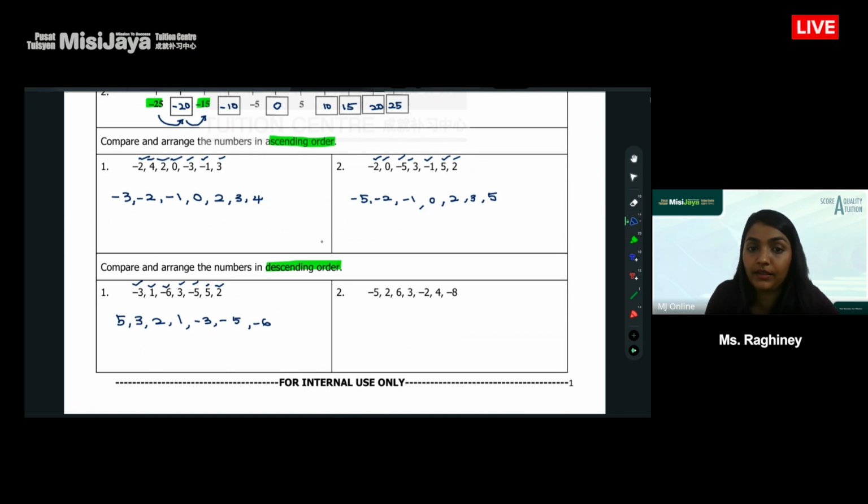Okay, and here again, descending order, the biggest one. Which is the biggest one first? Biggest one is going to be 6, followed by 4, 3, 2, and then -2, -5, and -8.